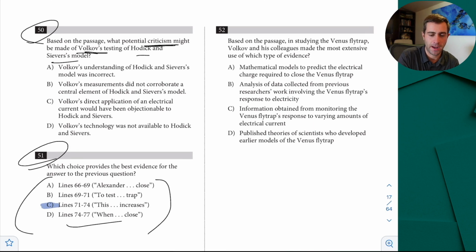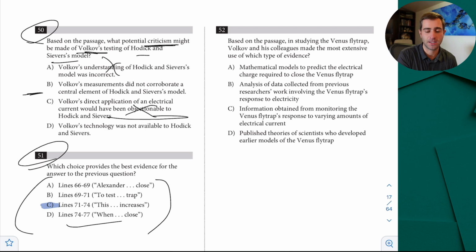Now let's come back up here. "Volkov's understanding of Hodak and Siever's model was incorrect." We don't say anywhere that he had a lack of understanding. We're just showing that he's doing something different, so that lets me get rid of that. "Volkov's measurement did not corroborate a central element." This seems to be correct, because it was that requirement of a touch, requirement of the calcium thresholds. "Volkov's direct application of electrical current would have been objectionable."